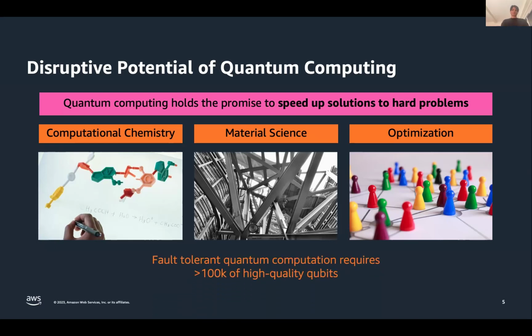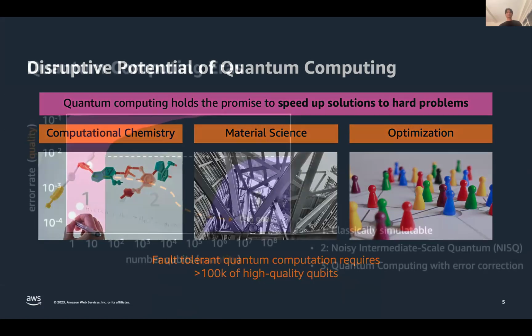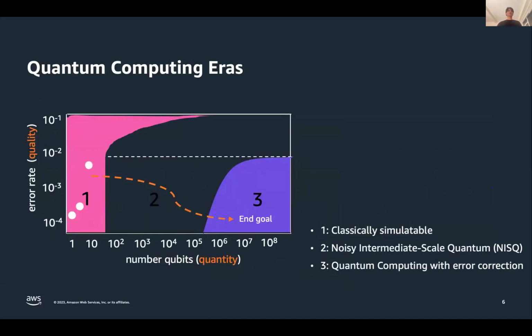However, as I talked about, to run full-fledged optimization algorithms, one would need fault-tolerant quantum computers, which will require hundreds of thousands of high-quality qubits, which we don't have yet, right? And if we look at the progress of quantum computing in terms of the hardware, this diagram shows where we are and where we want to be.